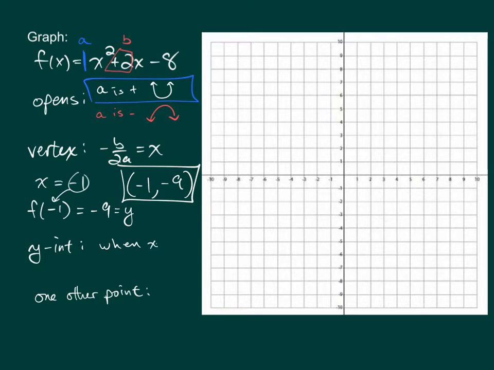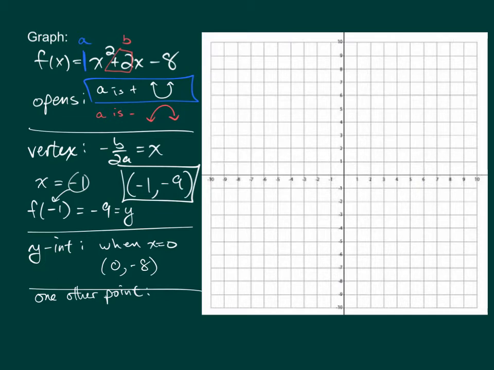The y-intercept happens when x equals 0. So when x equals 0, that just means you substitute 0 in for every x up here, and you'll get back a y-coordinate that is negative 8. So the y-intercept will be 0, negative 8, and one other point, we'll get to that in just a moment.